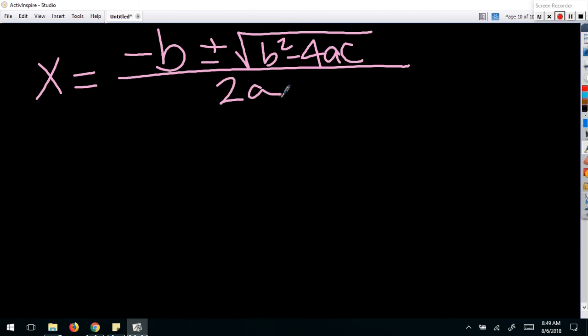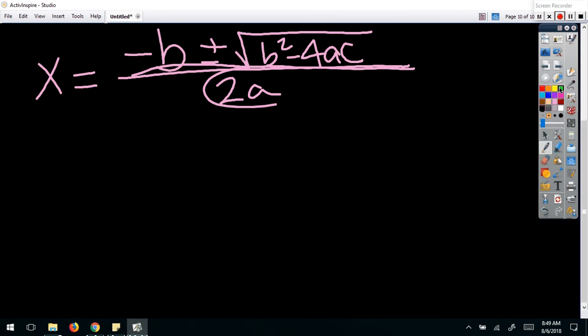So it's important that you realize that this 2a goes to this entire expression on top. So you do the entire top first. A good rule of thumb is do what's under the radical first.